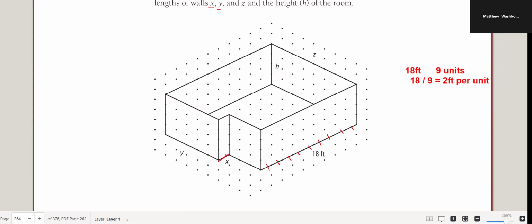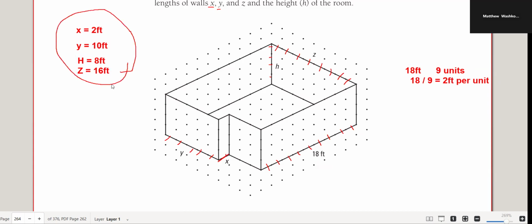So X here, I can see is 2 feet. There's only 1 unit. For Y, there's 1, 2, 3, 4, 5. There's 5 units. 5 times 2 is 10 feet. For the height, there is 1, 2, 3, 4 units. So that means the height is 4 times 2, which is 8 feet. And then finally for Z, we have 1, 2, 3, 4, 5, 6, 7, 8. 8 times 2 is 16 feet.